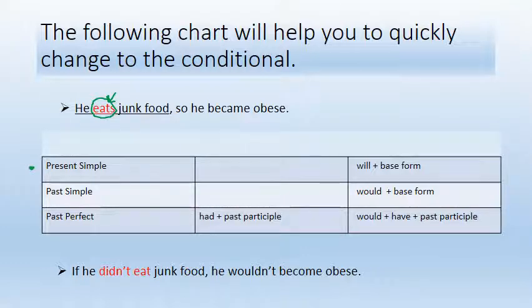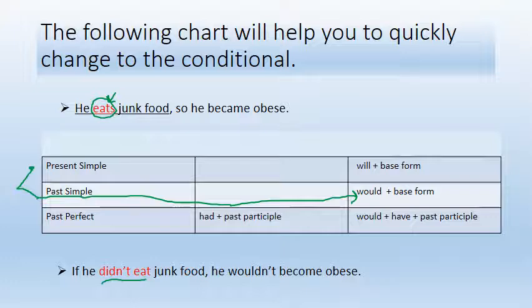Step 2, move 1 step back in the timeline. Here we go. Eats becomes, of course, ate, and positive becomes negative. Now, when you move 1 step back in the timeline, you go down. I made this chart for you on purpose. You go like that. This is how you continue. So, if he didn't eat, of course, eat became ate, but I want to put it in the negative.